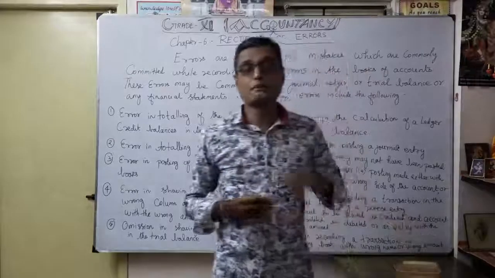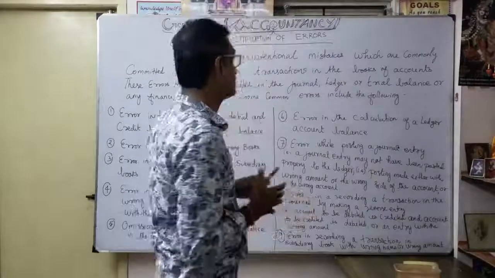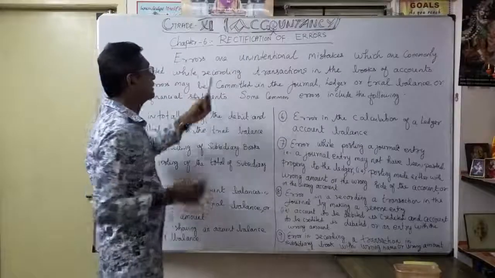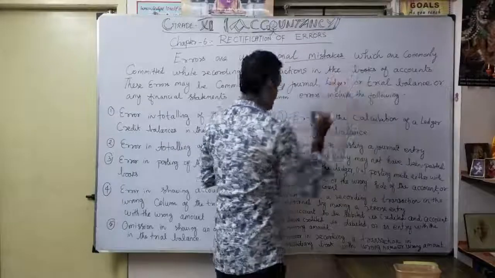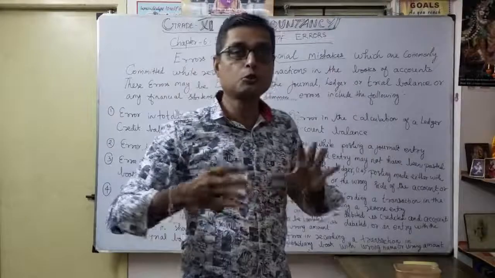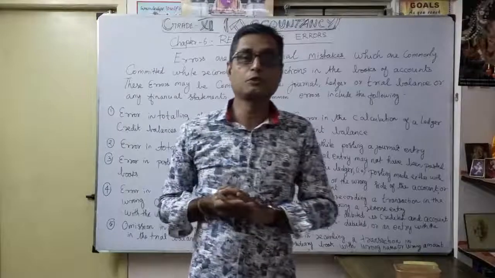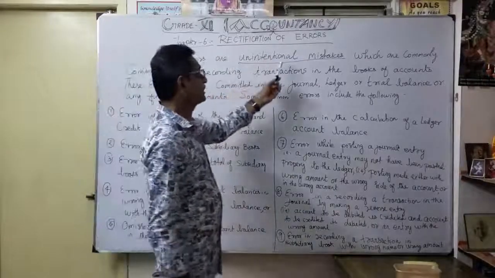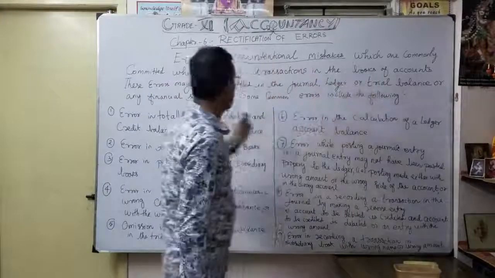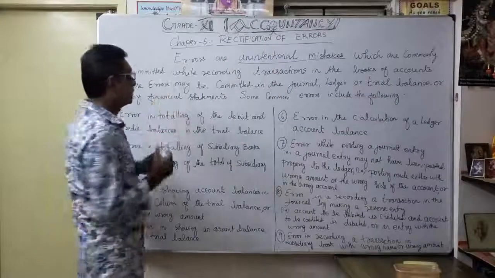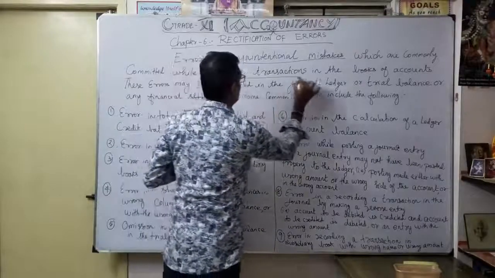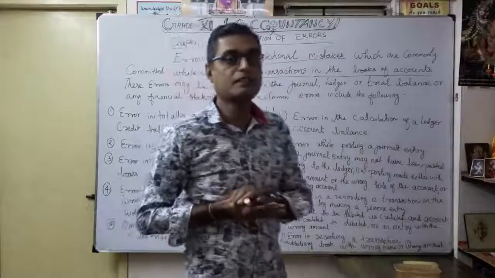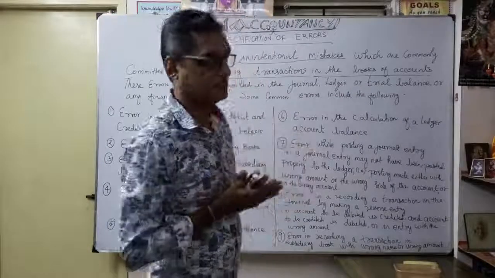After the trial balance comes rectification of errors, same chapter 6. As you know, errors are unintentional mistakes. We never make mistakes purposely, correct? That is the meaning of unintentional. The errors are unintentional mistakes which are commonly committed while recording transactions in the books of accounts.